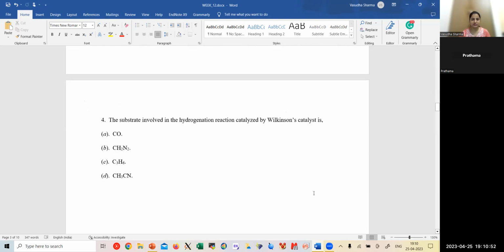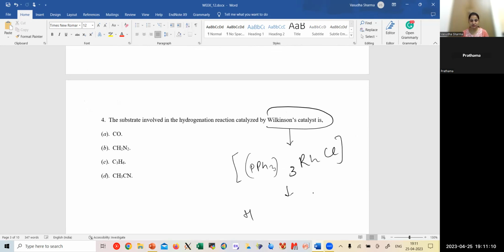Now the 4th question is, the substrate involved in the hydrogenation reaction catalyzed by Wilkinson catalyst. I already talked about the Wilkinson catalyst, which is nothing but (PPh3)3RhCl, and it does the hydrogenation of alkenes. So what is the substrate involved in the hydrogenation? Is it carbon monoxide, or CH2N2, or C3H6, which is an alkene, or acetonitrile?